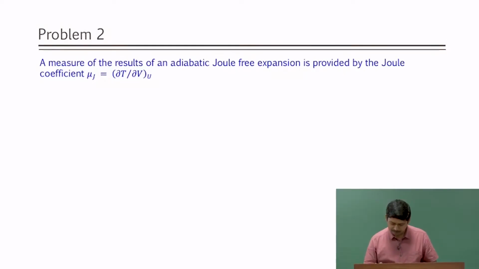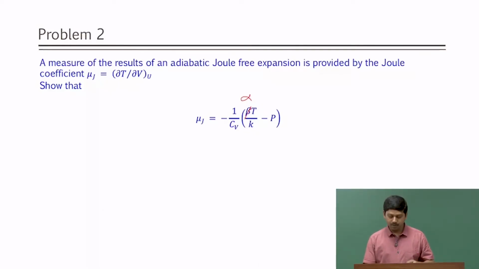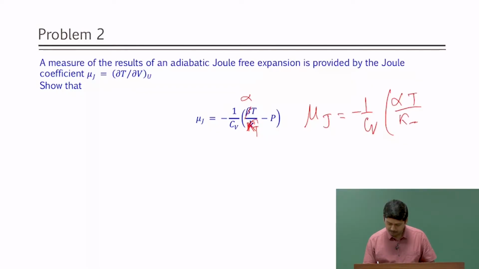Okay, so let's go to the next problem. The next problem says that a measure of the results of adiabatic Joule free expansion is provided by the Joule coefficient mu J. Show that mu J is equal to 1 by Cv. So this is nothing but alpha, because alpha is the coefficient of thermal expansion, and this is nothing but kappa T minus P. So I will just write it clearly. So mu J, show that mu J is 1 by Cv times (alpha T by kappa T minus P). So let us see if that is the thing we can show or not.